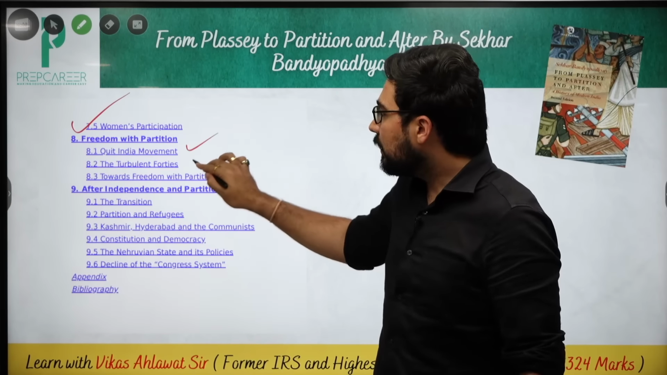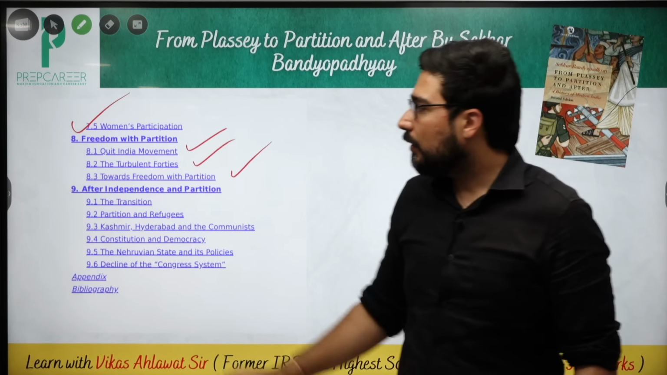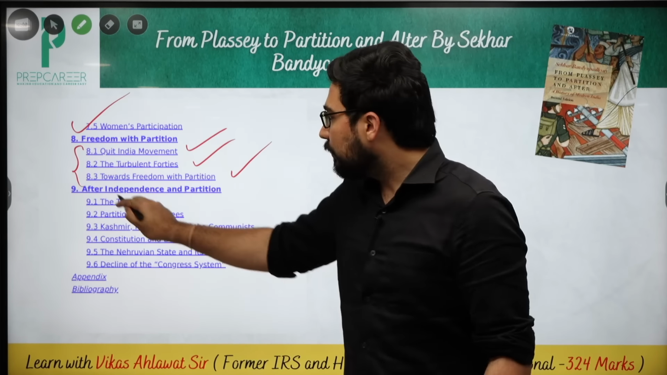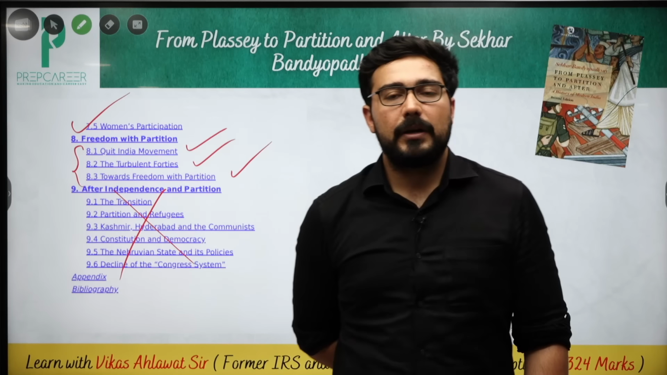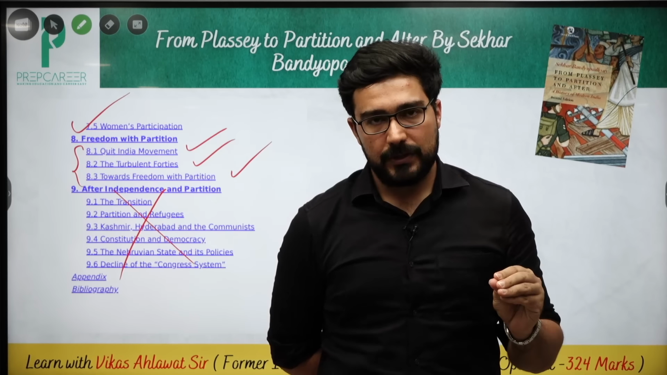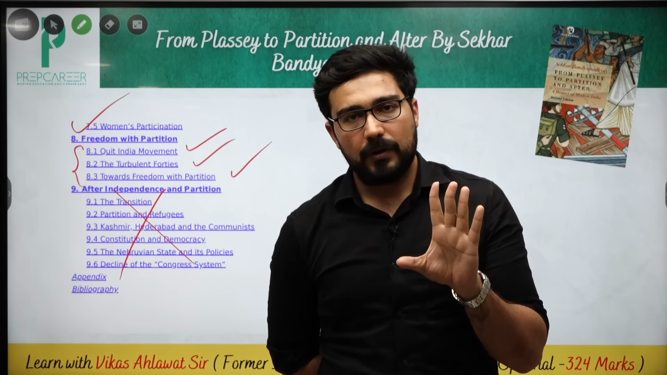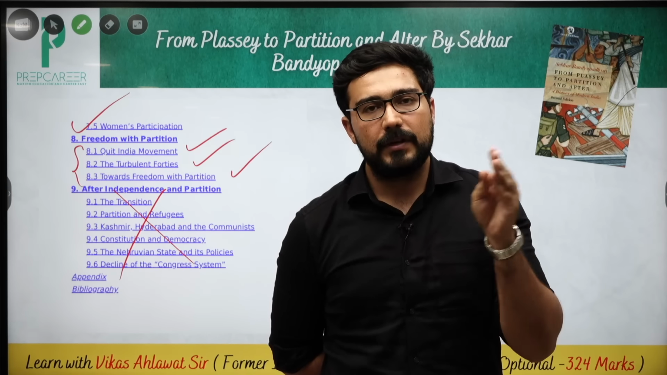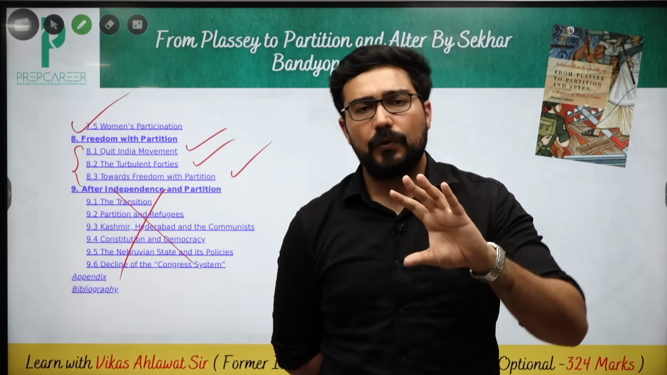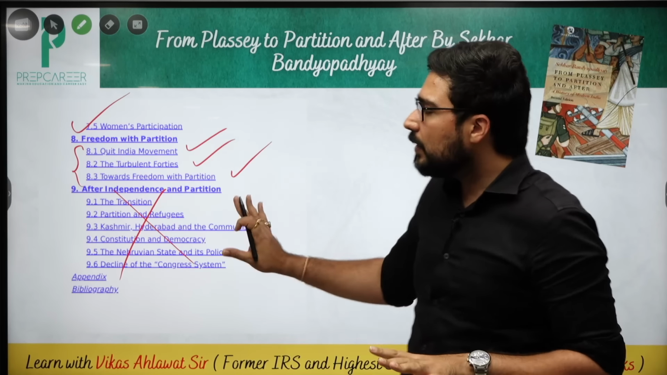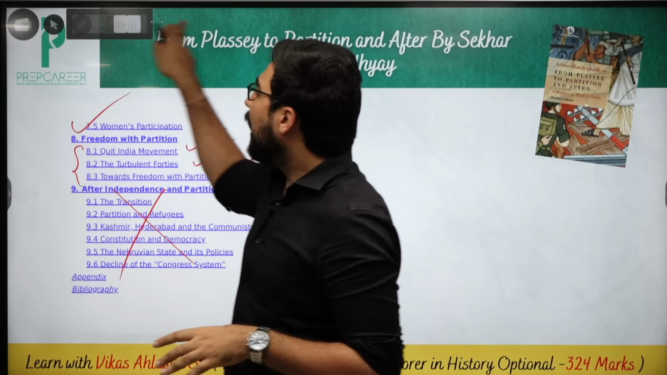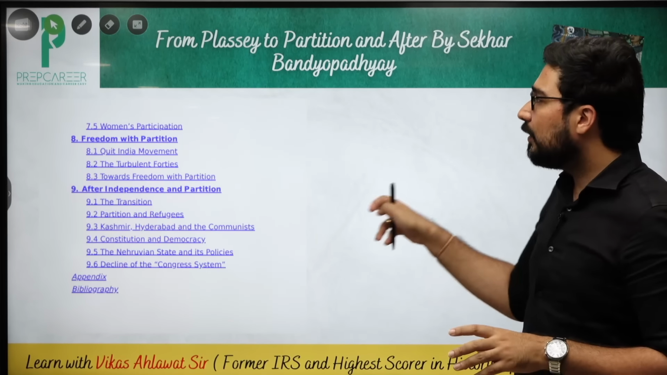Okay, Quit India, Turbulent 40s, and Towards Freedom with Partition. All three parts are important because UPSC asks a lot of questions from them. I am not going to read chapter number 9 from Sekhar Bandopadhyay. The reason being, for post-independence it would be better to go towards Bipin Chandra. We'll share a PDF with you on which chapters are important from Bipin Chandra, both from Struggle for Independence as well as India Since Independence. Consolidation as a nation has 4 chapters in that. Those 4 are the most important ones. Just go through them. That will be important for post-independence. Don't read chapter number 9. It is not required. I'm trying to reduce your burden.